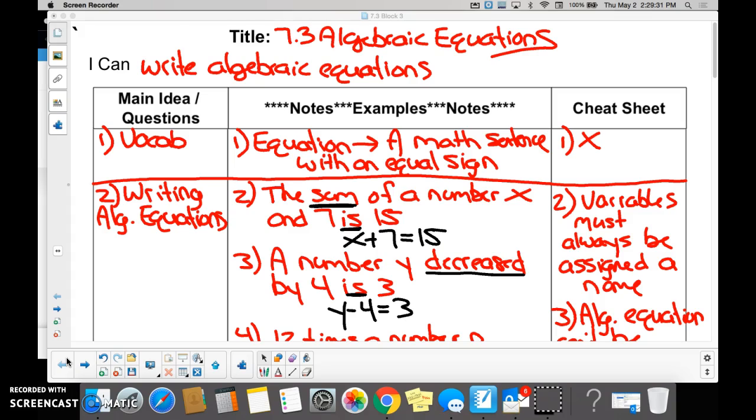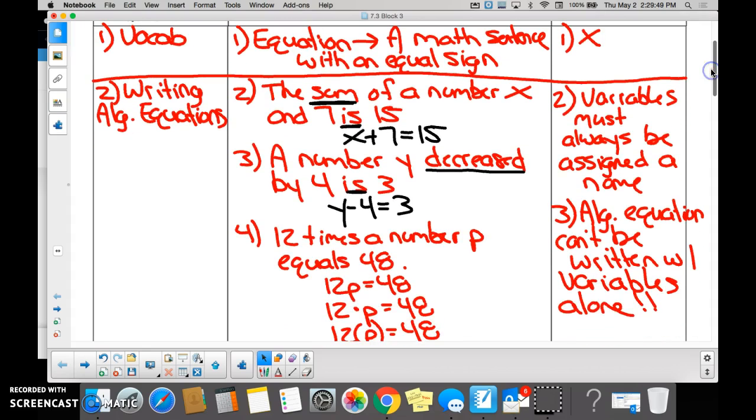My friends, Kelsey, what's the difference between an equation and an expression? An equal sign. On number 2 and number 3, why did I underline these words? Keywords to tell you how to write the equation, right?